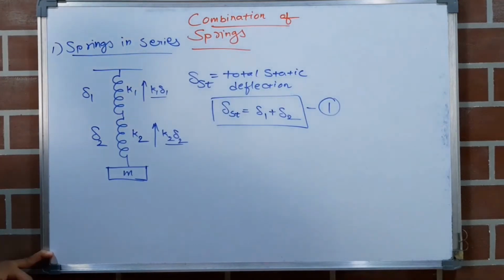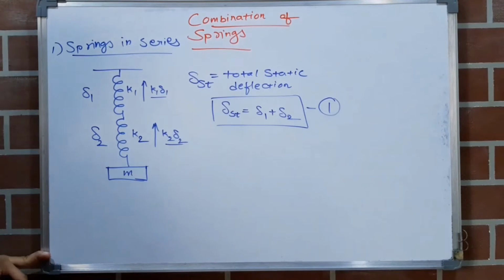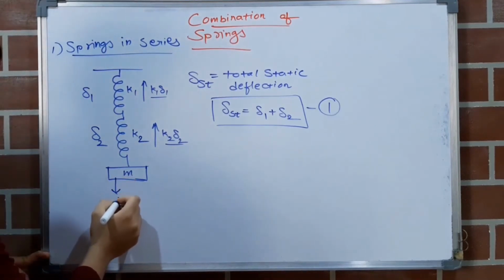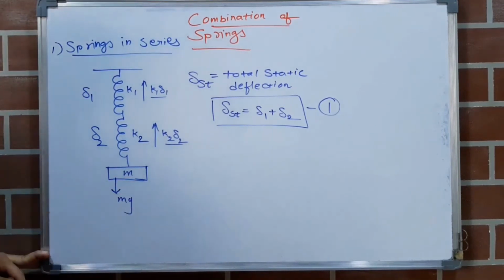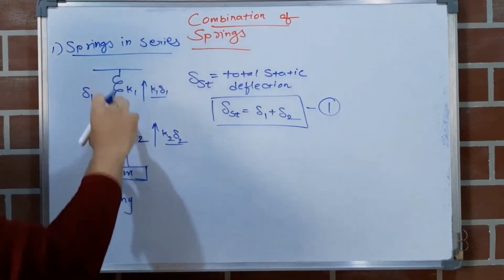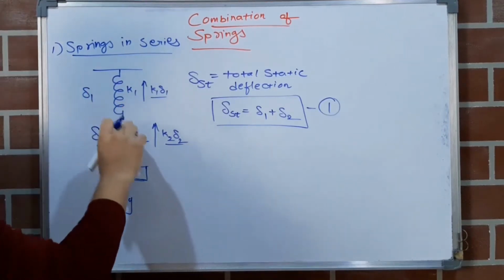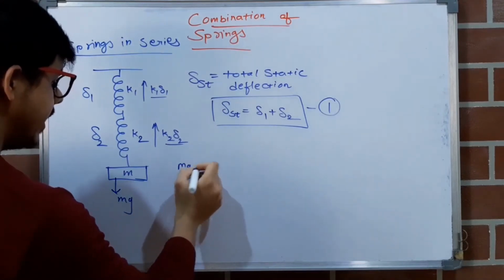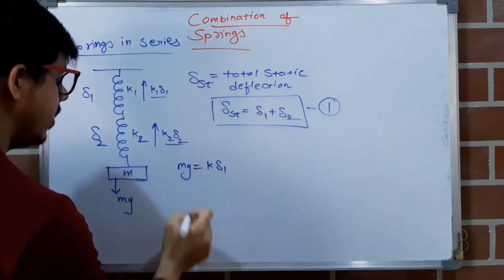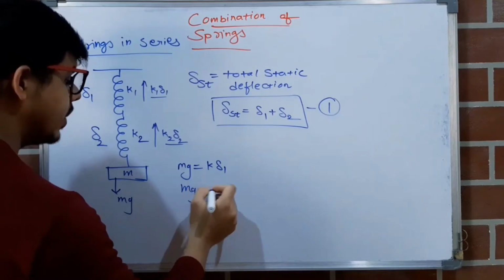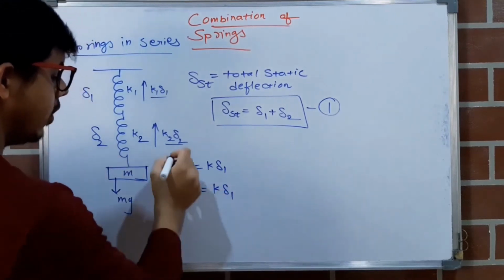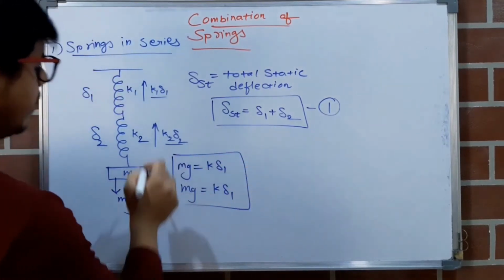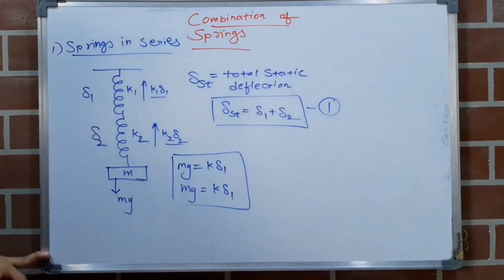Now here mass M is loaded with these two springs, so there will be a weight mg acting downwards. As the same mass is loaded with these two springs, we can write that mg equals K1 into delta 1, and also mg equals K2 into delta 2. Why? Because the same mass is loaded with these two springs.